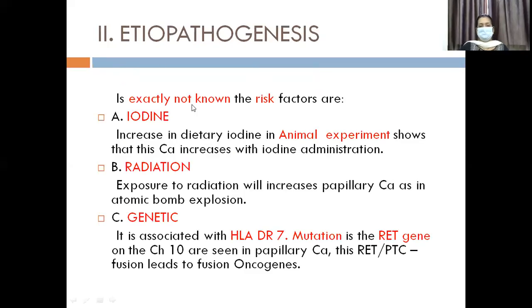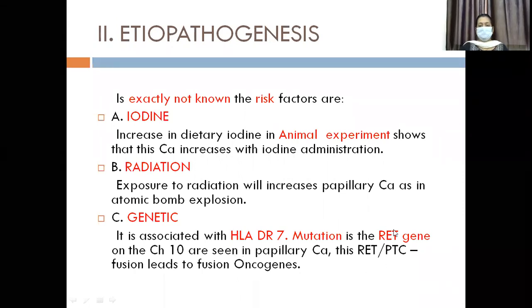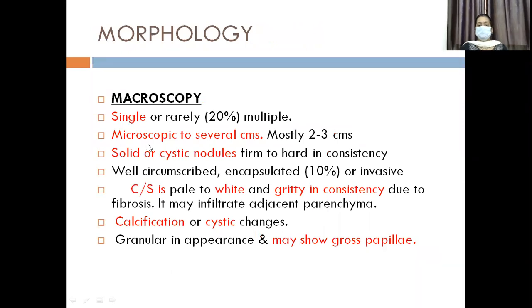So exactly, it's not known. It can be by iodine, by radiation, or by genetic mutation with RET/PTC gene fusion, which leads to oncogenesis. In the macroscopy, you see that it can vary from 2 to 3 centimeters. It can have solid or cystic nodules, sometimes firm and hard in consistency. But if you're suspecting carcinoma and you find a cystic change, think of papillary carcinoma, because cystic change is very common in papillary carcinoma.